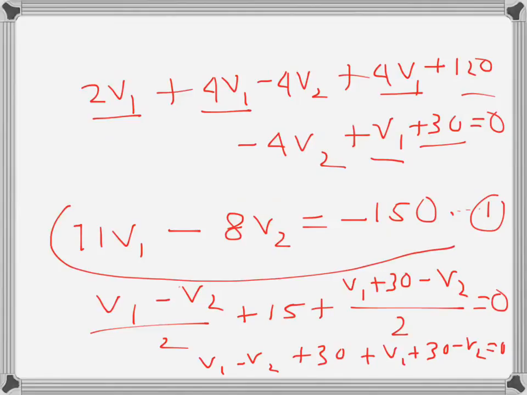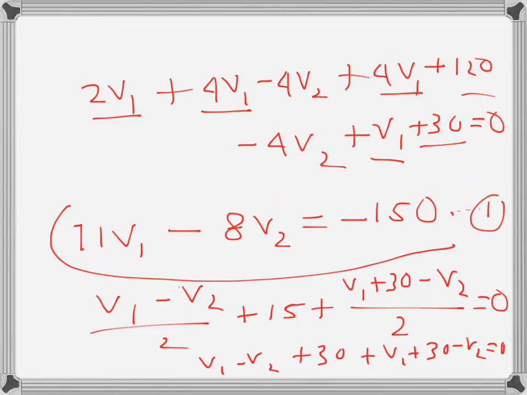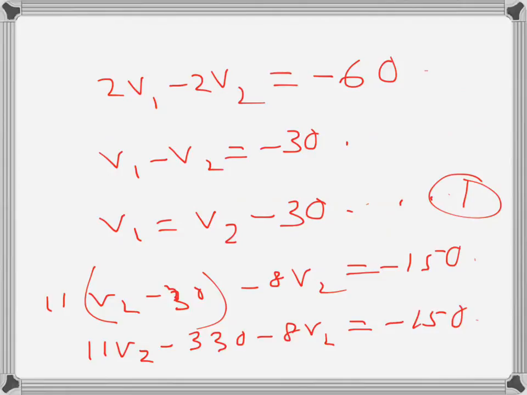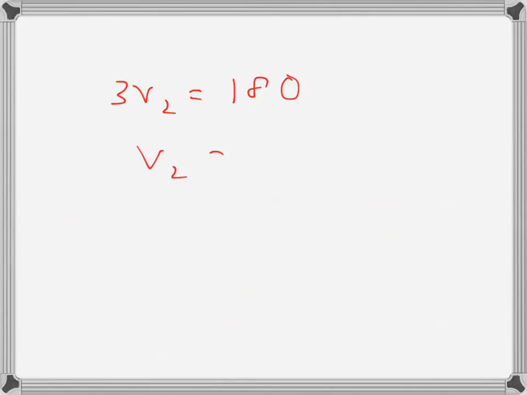So I substitute here. Instead of V1 I can write V2 minus 30, so 11 times (V2 minus 30), then minus 8V2, and on the right hand side is equal to minus 150. So this one's becoming 11V2 minus 330 minus 8V2 is equal to minus 150. So that's 3V2 is equal to 180. 330 minus 150, 180. So V2 is equal to 60.